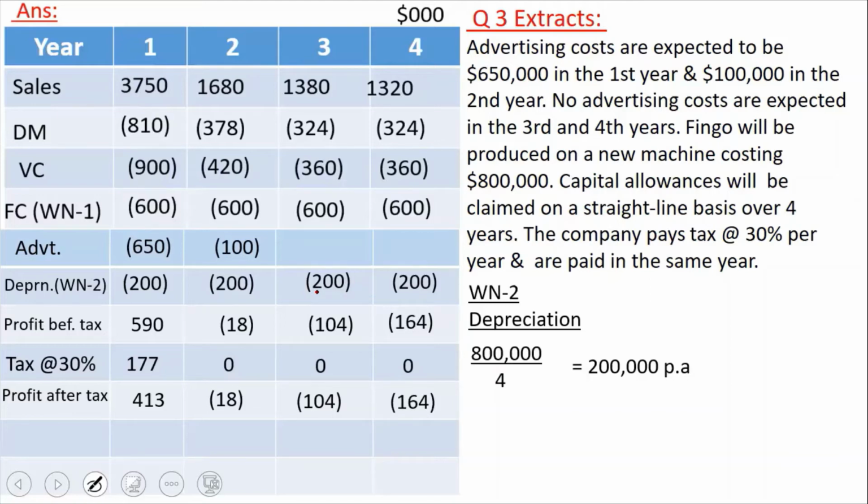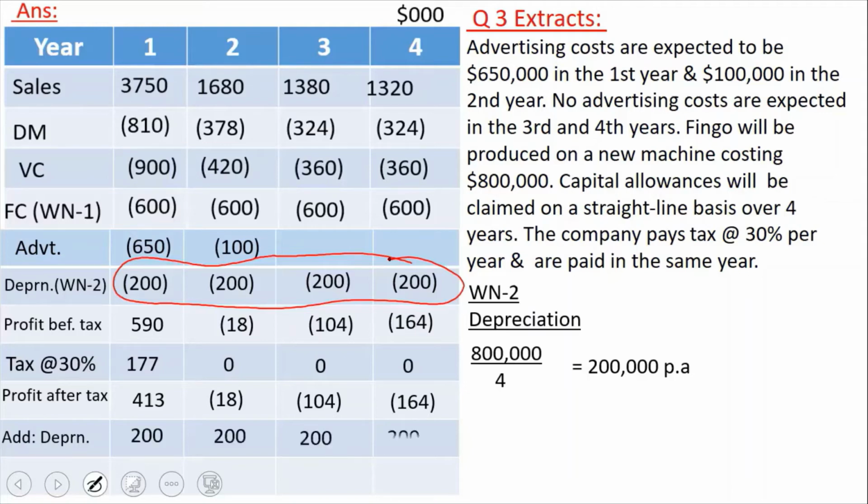Now, the profit after tax is after considering depreciation. But I told you, depreciation is not a cash outflow. So what should you do? We should add back the depreciation to nullify the effect. So we are going to add back the depreciation 200, 200, 200 for all the years. This is what we have deducted. Why are we adding this back? We are adding this back because it is not a cash flow, because we have already reduced it here.